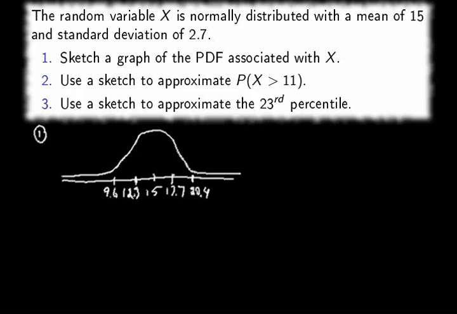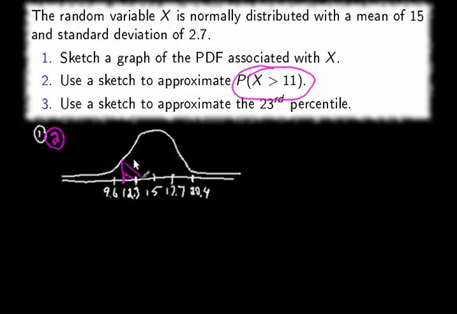And now we'll use a sketch to approximate the probability that x is greater than 11. So I'll piggyback on the sketch we just made rather than making a new one. 11 is right about the middle of these two guys. So here's where 11 would be on the scale, and we want the probability that x is greater than that.